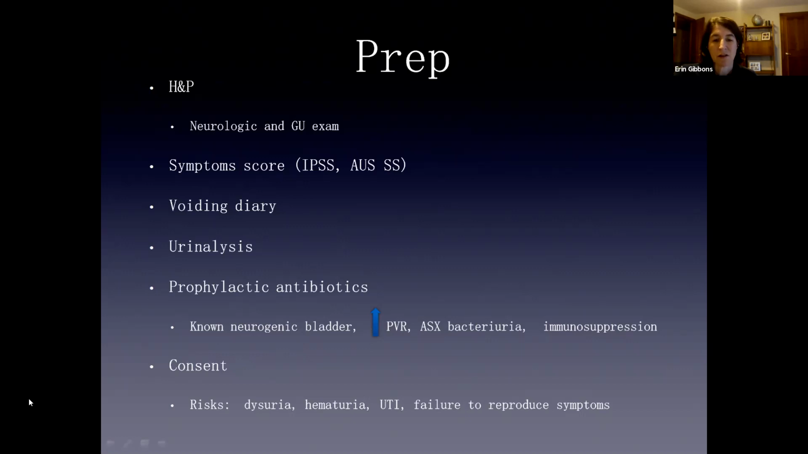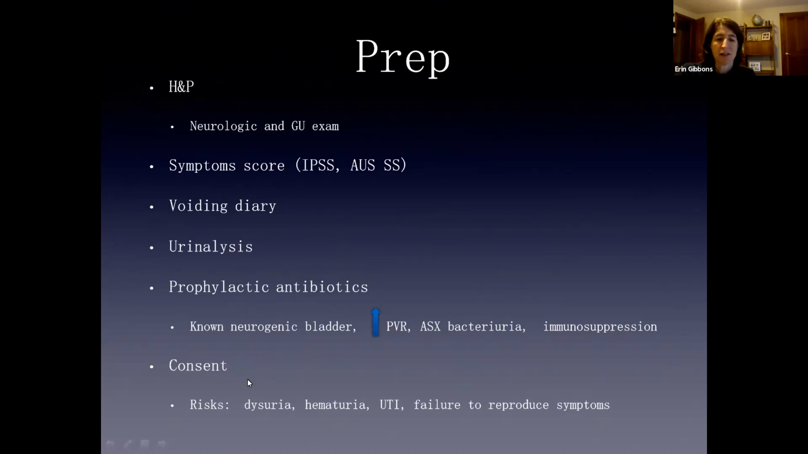Questionable if someone has a large post-void residual and you're worried that they're going to be in retention after you've just introduced a catheter to them, that could be a reason. Bacteria that you picked up on your prep urinalysis, but without symptoms, and then obviously sick patients that are immunosuppressed. So many a times, it almost comes out to everybody's getting a prophylactic antibiotic. We use one in my practice on all patients after they have a urinalysis a couple days before.